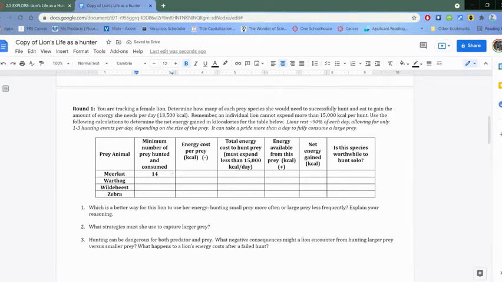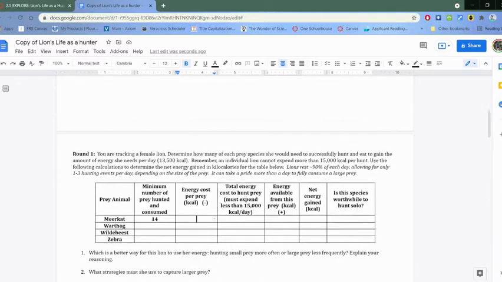That was fairly straightforward. I could also use a calculator if I needed to. If I put in 13,500 calories, that's my energy need, divided by the number of calories I gain from eating a meerkat, so in this case it's 1,000, I get 13.5. I need to round up to the nearest whole number because as a lion, I'm going to consume the whole item.